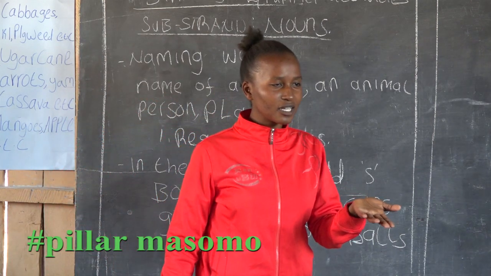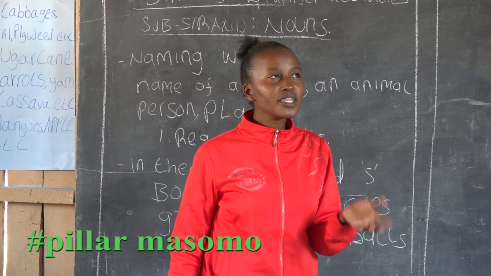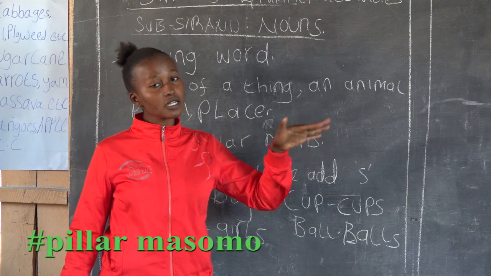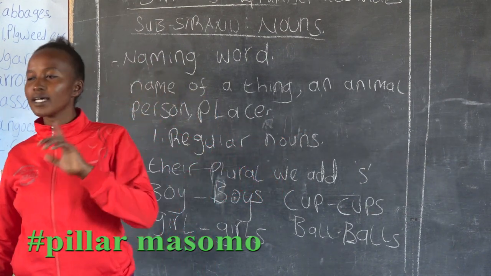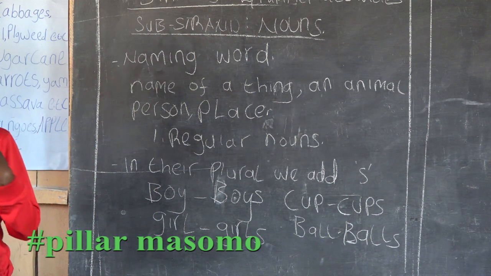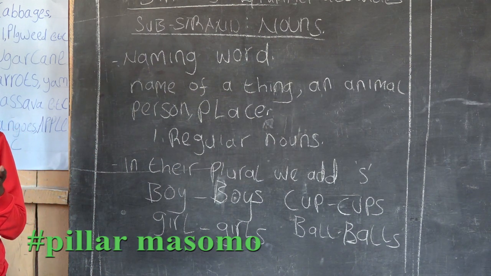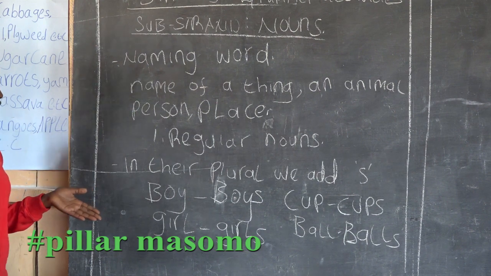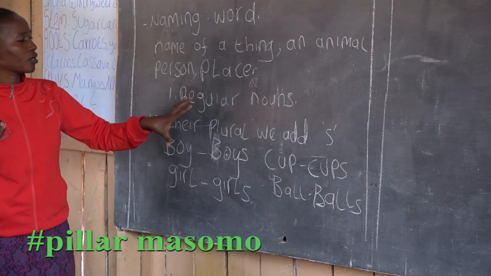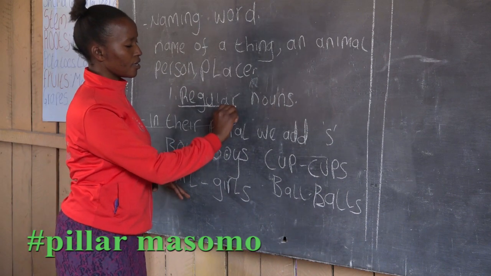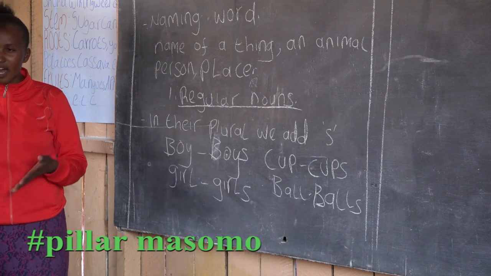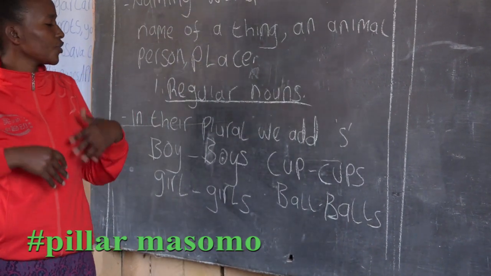Yeah, we have not yet exhausted. No, that one we add ES. I need ones that we add S in plural. The nouns that we only add S in plural. Yeah, that is the last one. Foods. Yeah. So those are the ones that we call, those are the nouns that we call? Regular nouns. We call them? Regular nouns. And all those we have given are examples of regular nouns.